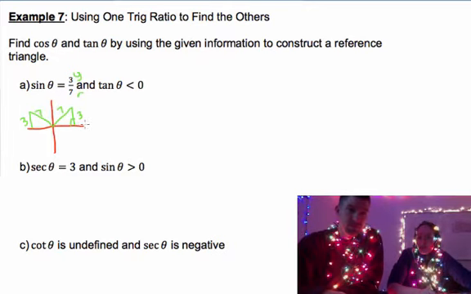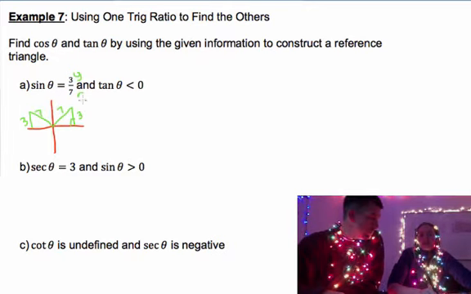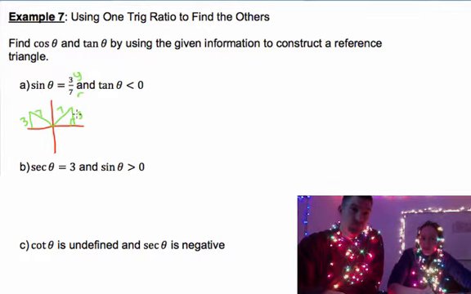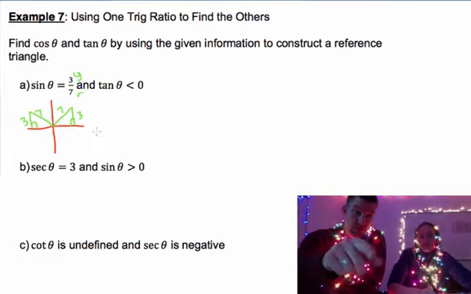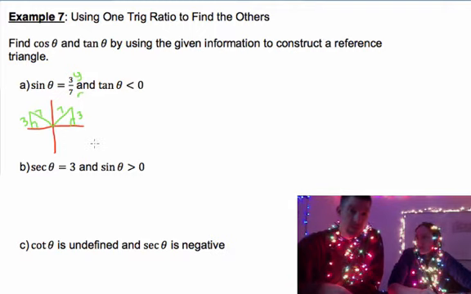And if you think back to all Students Take Calculus, all of the trig functions are positive in the first quadrant and sine is positive in the second quadrant. Every single time that we do this where we have a trig function equaling something, we can make 2 triangles. So they have to give us more information, which they did, in order for us to narrow down which one it is.